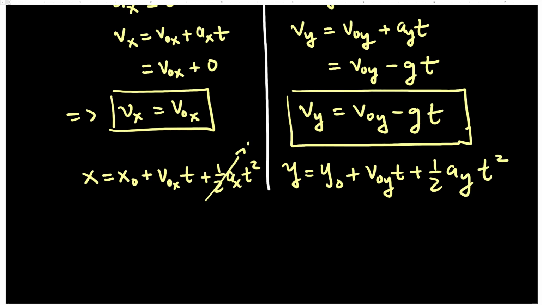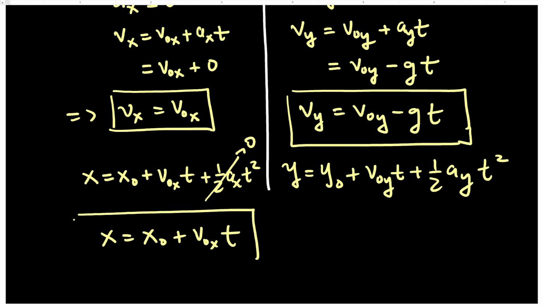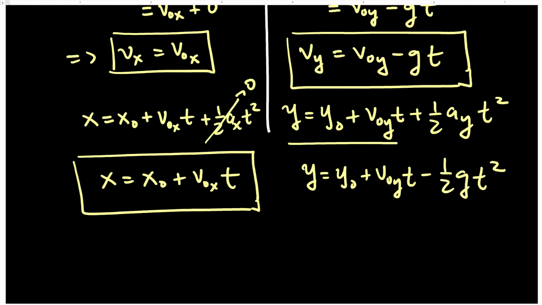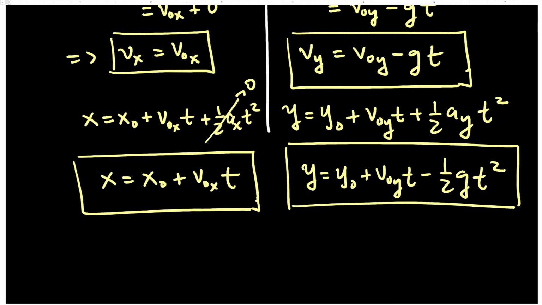Now, this is 0. This would mean that x is equal to x naught plus voxt. This describes how the position of the particle changes in the horizontal direction. And similarly, we will have here y equal to y naught plus voyt minus 1/2 gt squared. This tells us how the vertical position changes with respect to time.